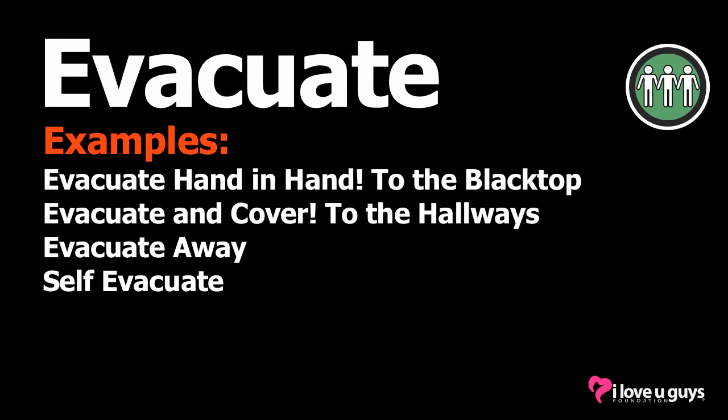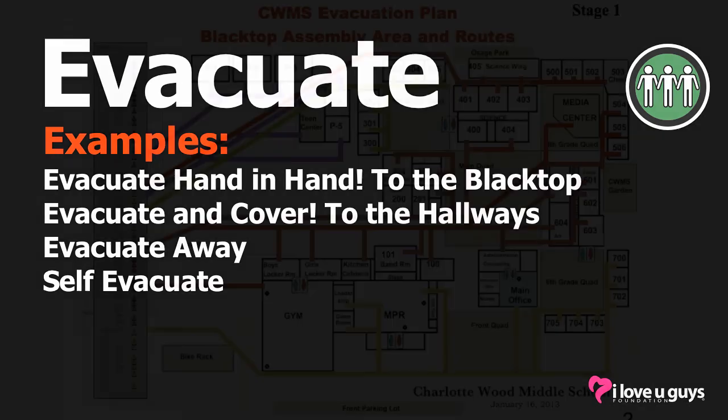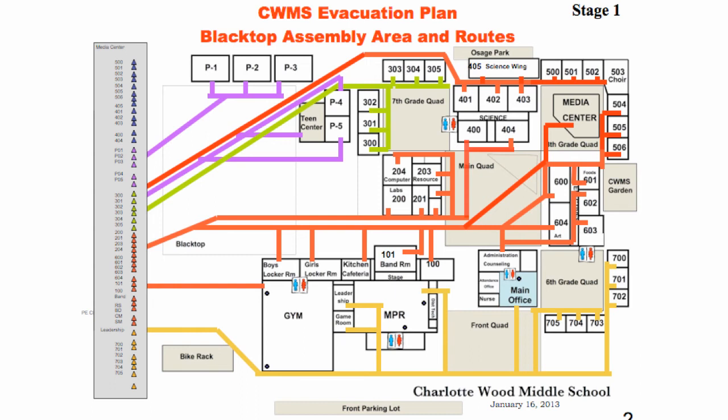Here are some examples. Evacuate hand in hand to the gymnasium. Evacuate and cover to the hallway. Evacuate away or self-evacuate. Here is our evacuation plan. They are found in every classroom, so study it. When departing to the blacktop, go to your first period number, which is marked on the blacktop, painted in white.